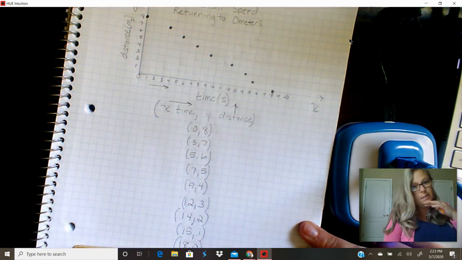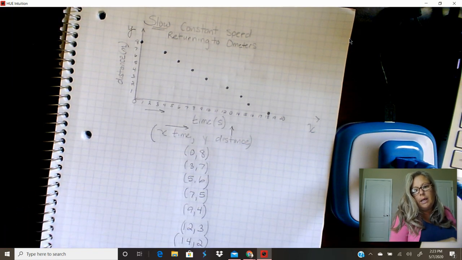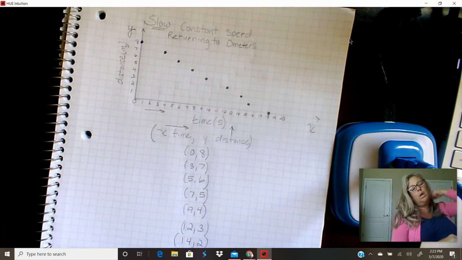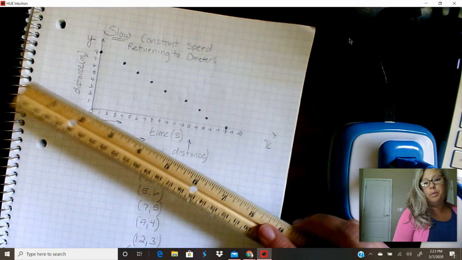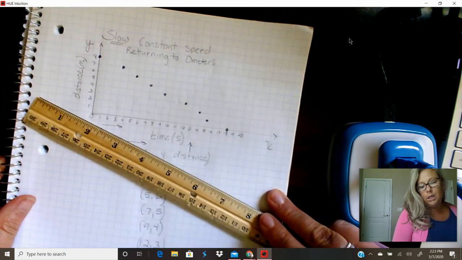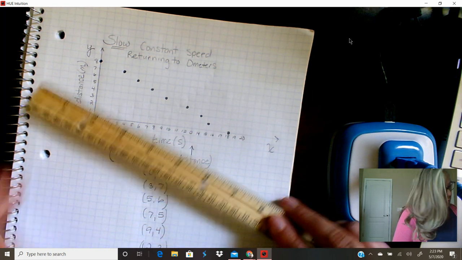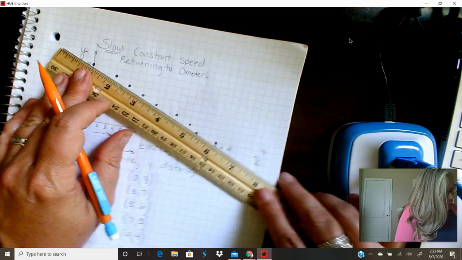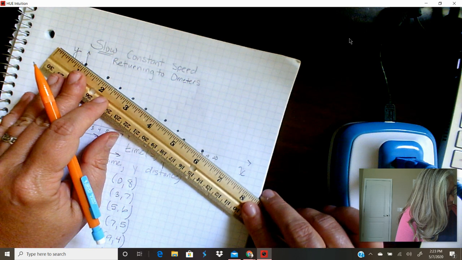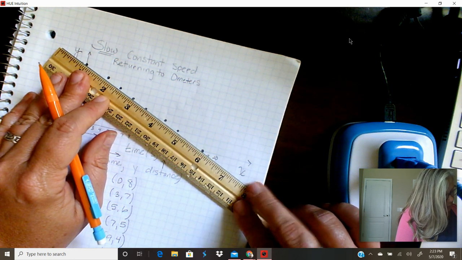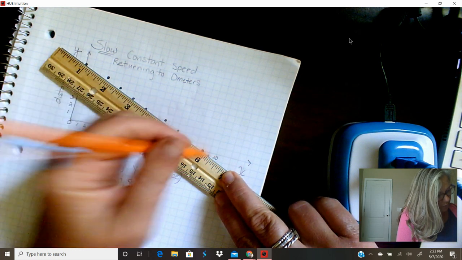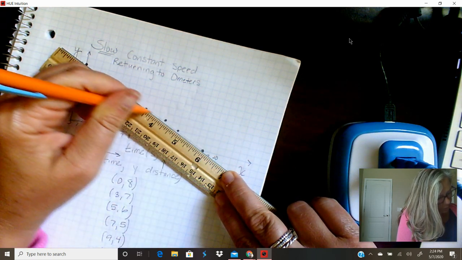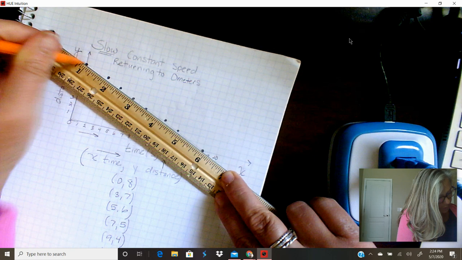Now, you can see that it makes a semi-diagonal, not a perfect one. Our attempt to walk at a completely constant speed is always a little difficult to capture. So I'm just going to connect 8 to 0, so you can see that the line follows the points pretty well. There's only one or maybe two that are not pretty much right on there.